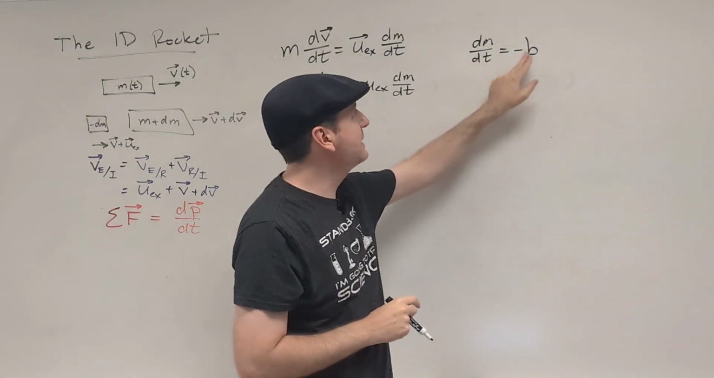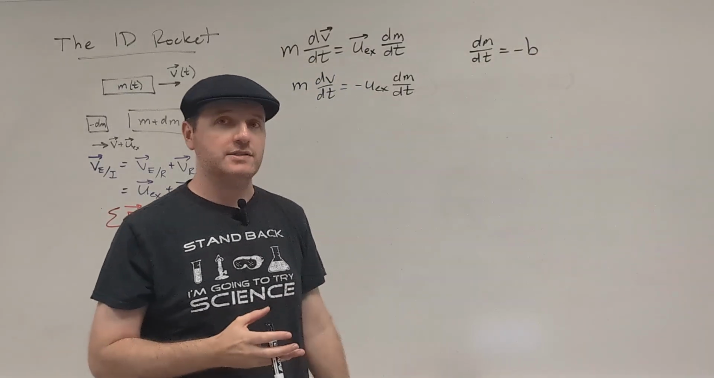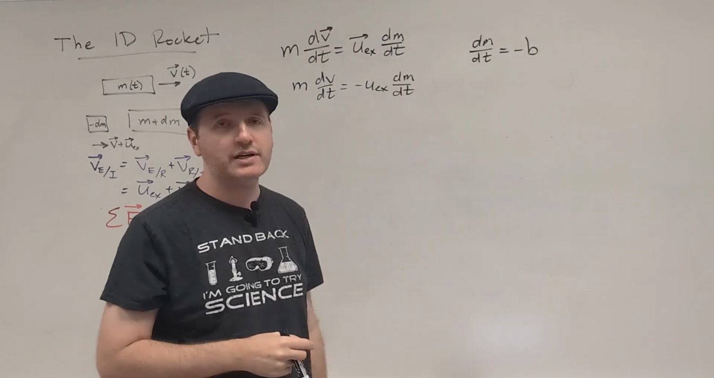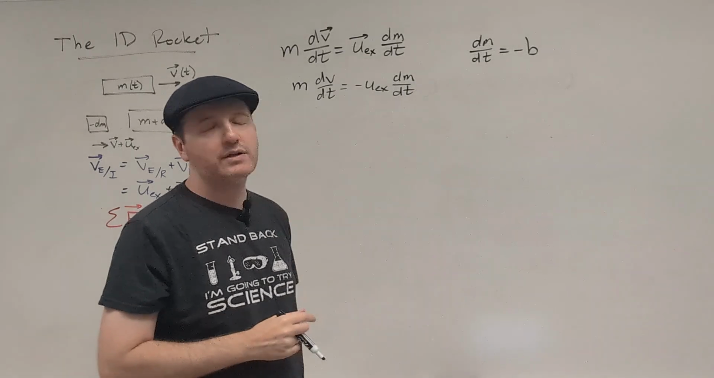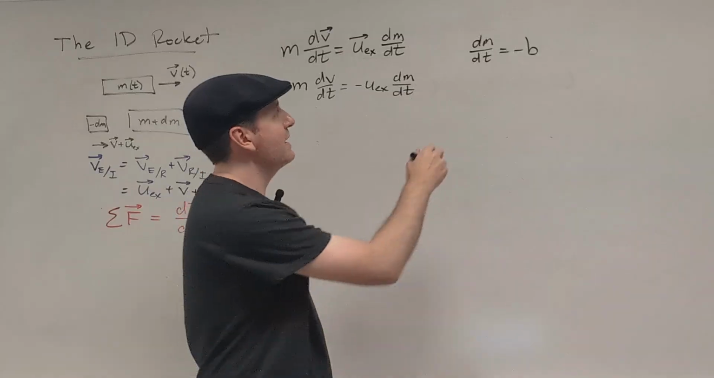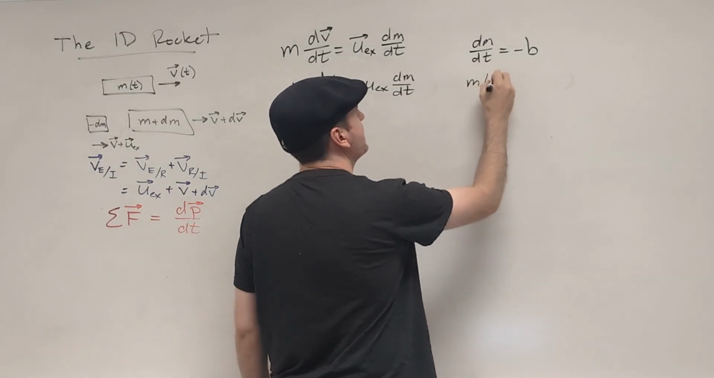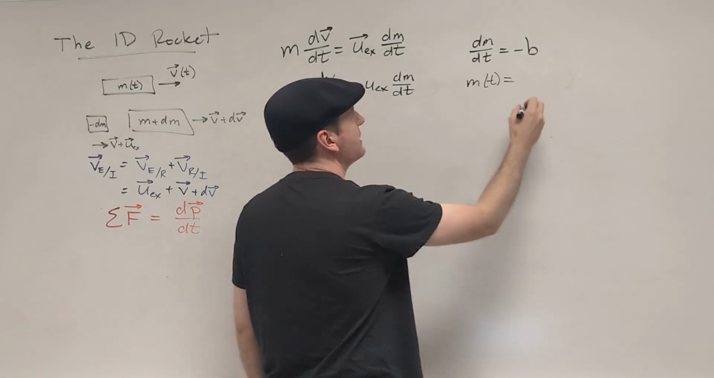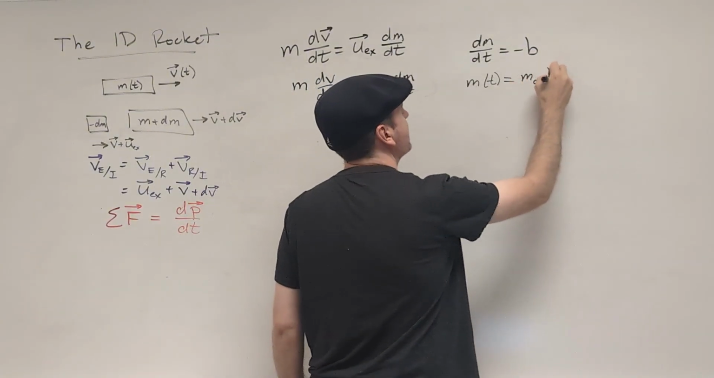So I'm going to put a negative sign here, and then this b will be a constant. If you want to deal with a variable mass ejection rate, go for it. But for now, I just want to think about the mass as being ejected at a constant rate. Notice that that immediately tells me what m of t is. I can integrate this equation, and it's going to be m naught minus bt.